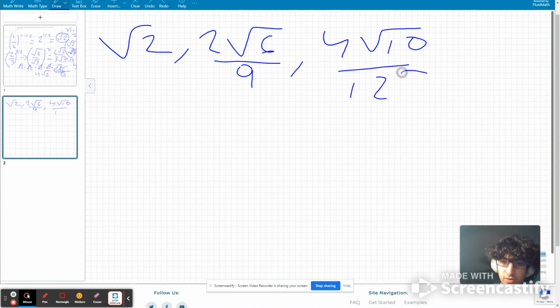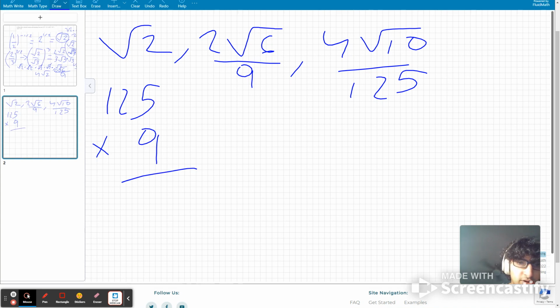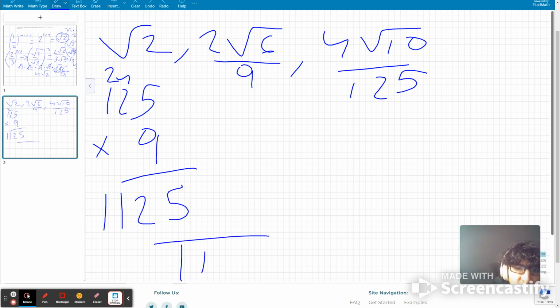So all we need to do now is add these. So 9 times 25. So let's multiply that to get our denominator. 9 times 5 is 45. 9 times 2 is 18, plus 2 is 20... 9 times 1 is 9, plus 2 is 11. So 1125 is our denominator. So everything will be over 1125.